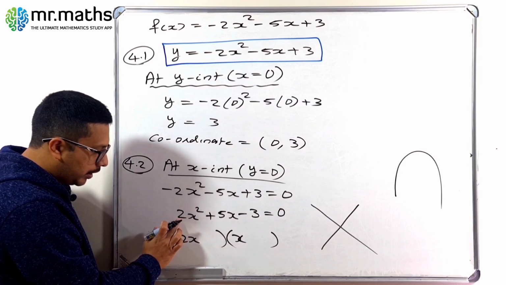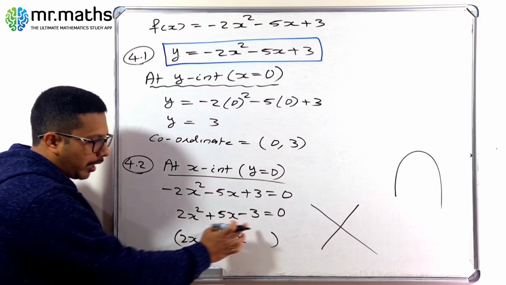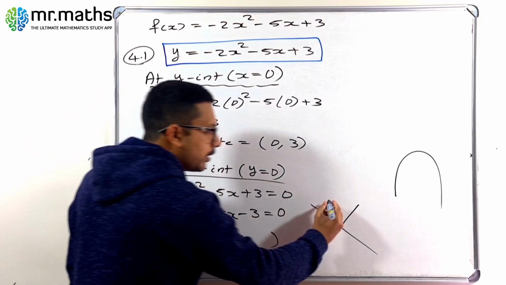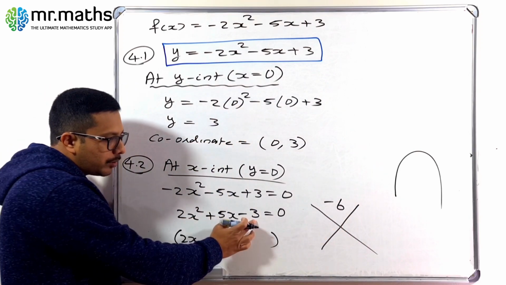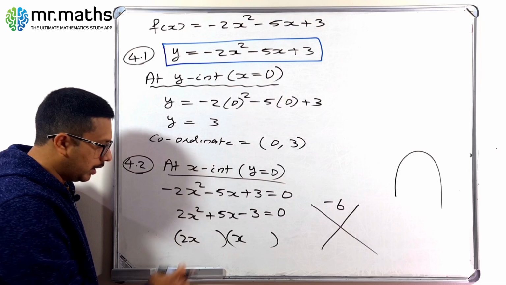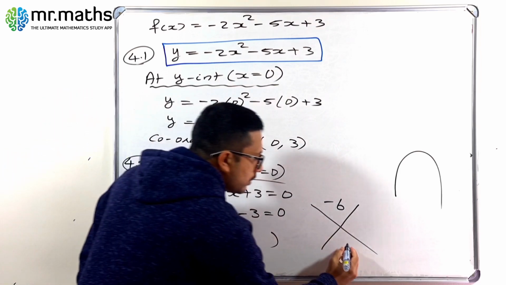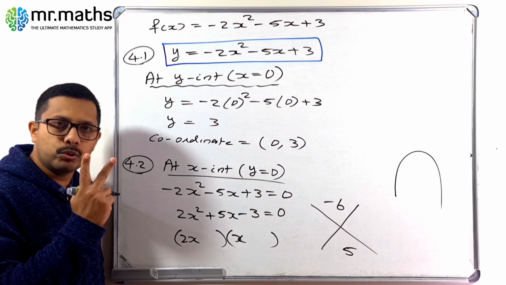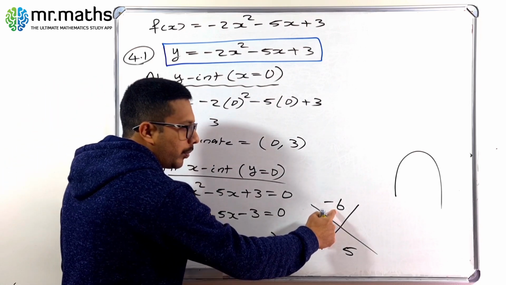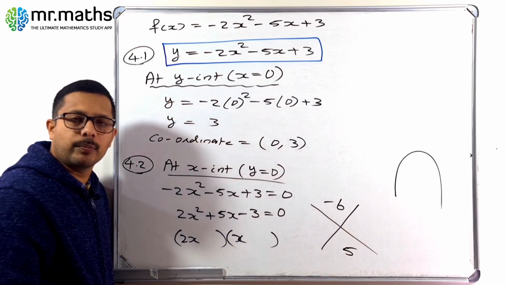So what you have to do is 2 times minus 3. What is the answer? Minus 6. I wrote it there: 2 times minus 3 is minus 6. Then this 5 is the sum I want. So I have to find two numbers. The product of the numbers is minus 6 and the sum of the numbers is 5.